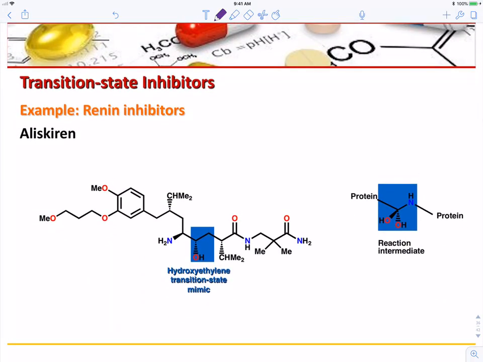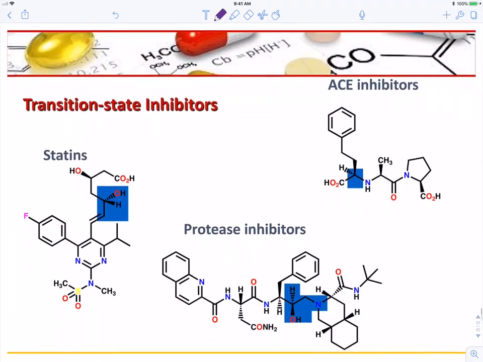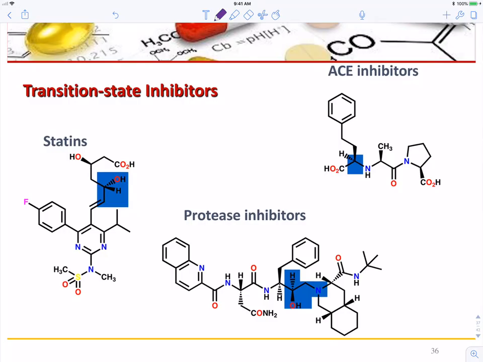So inhibitors such as aliskiren somewhat look like the transition states, so they contain this chiral alcohol, and the rest of the drug basically mimics the peptide backbone that docks in the active site of renin. Other transition state inhibitors are ACE inhibitors, protease inhibitors, such as the ones that we'll encounter in HIV treatment, and statins, which inhibit the synthesis of cholesterol.